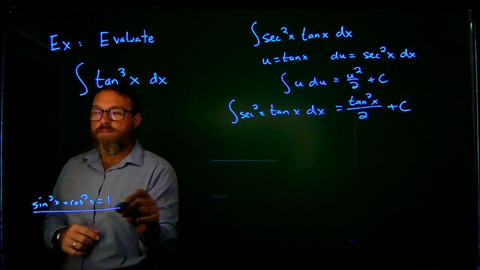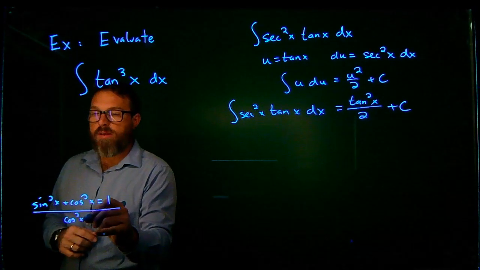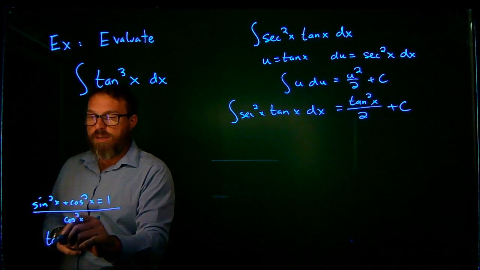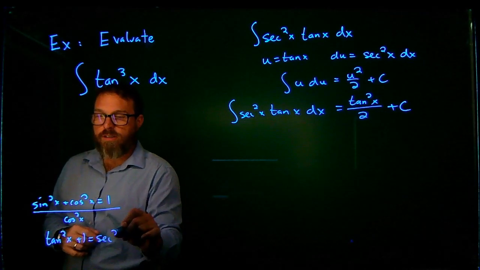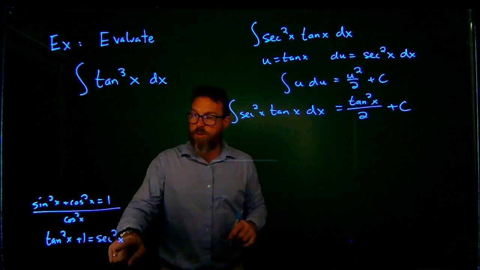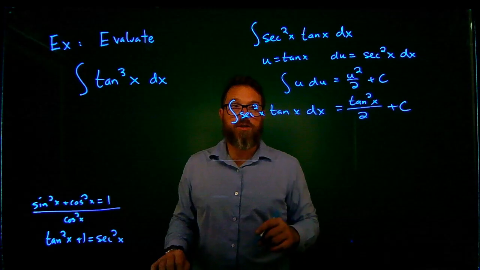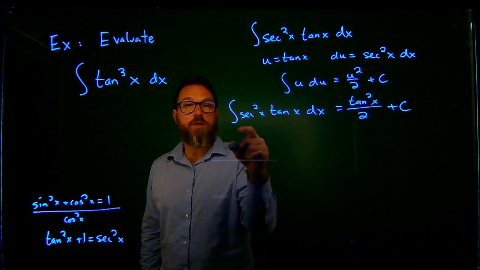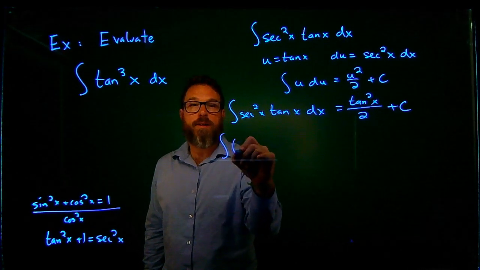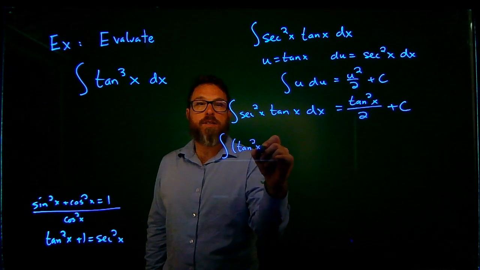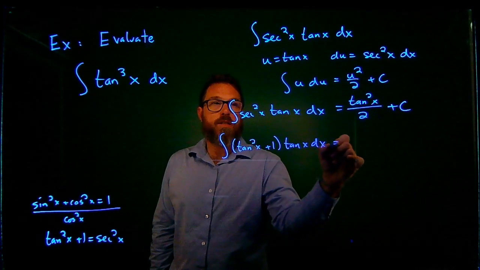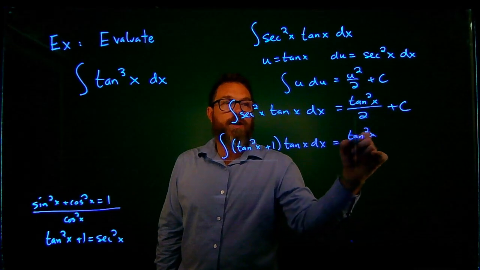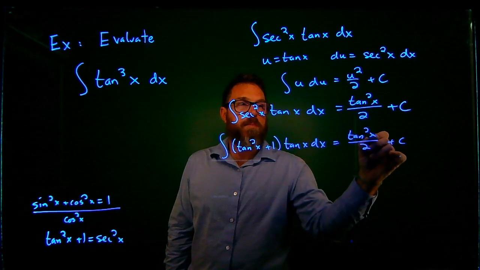Now, if I divide everything by cosine squared of x, both sides, this is going to give us tangent squared of x plus 1 is equal to the secant squared of x. So I'm going to use the fact that secant squared is equal to the tangent squared of x plus 1. So this is the same thing as the integral of the tangent squared of x plus 1 times the tangent of x dx is equal to the tangent squared of x all over 2 plus c.